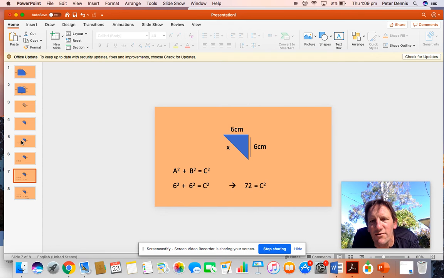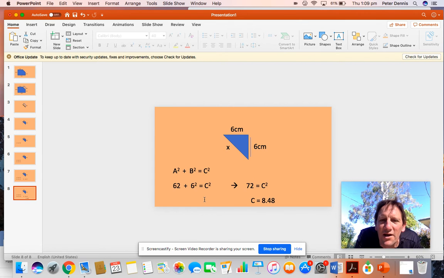Now remember, that's not the answer here. The answer isn't 72. Obviously, we have to take the square root. So here's one of the first tricks, I guess, or one of those other tricks that you need to be aware of. When you take the square root, it gets 8.48. Now, 8.4 is going to be one of the answers. We have to find the question.